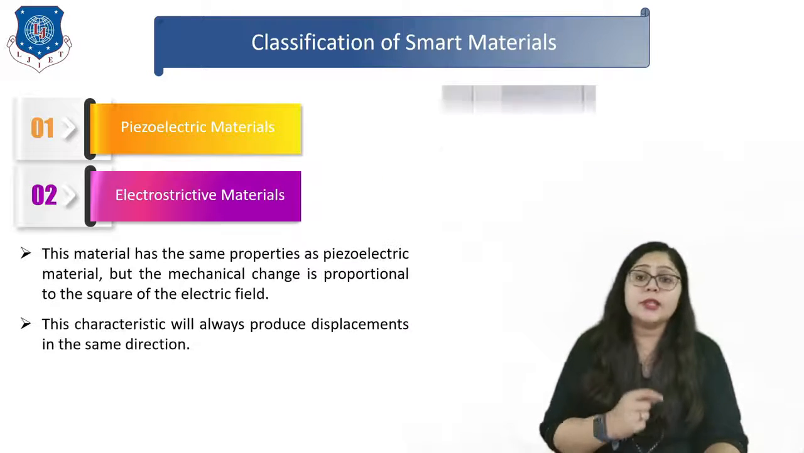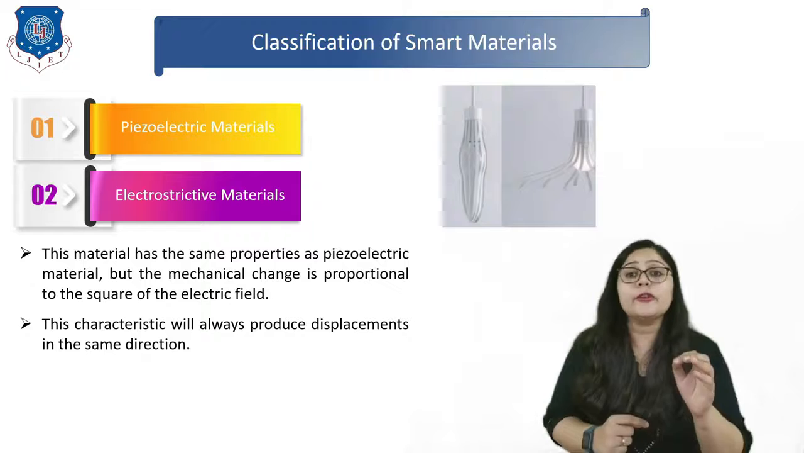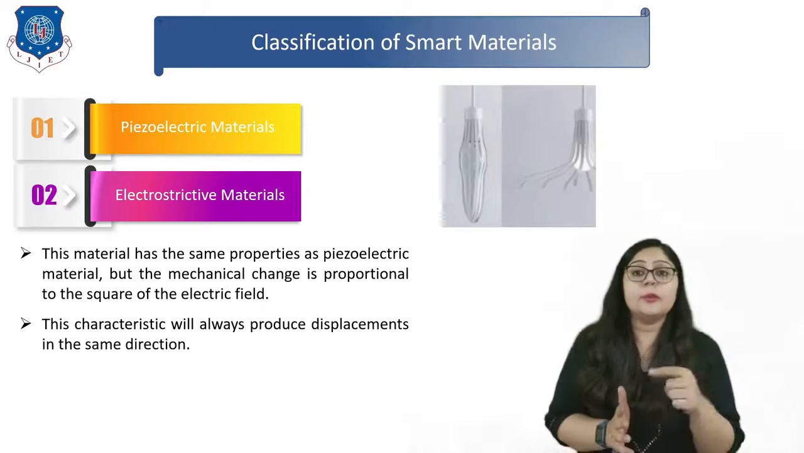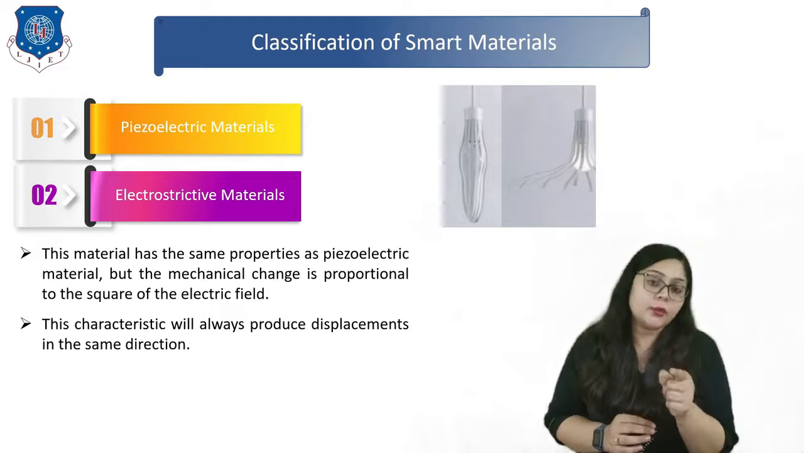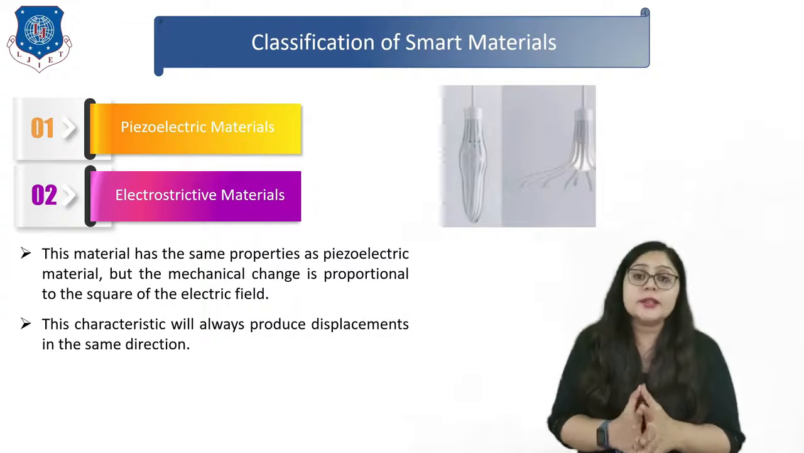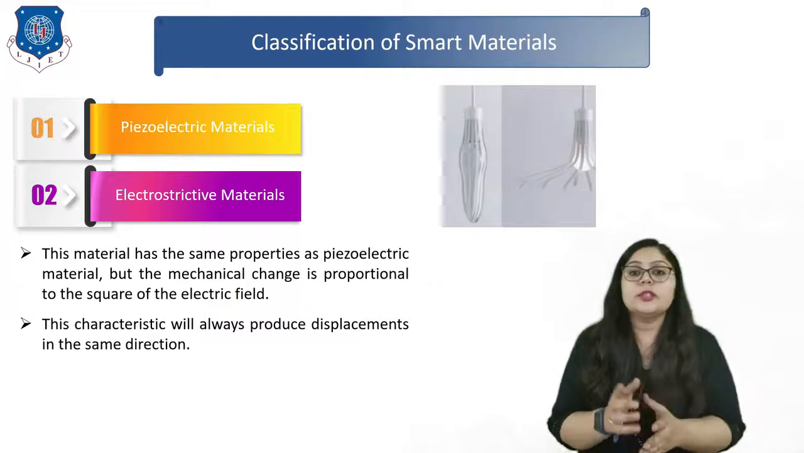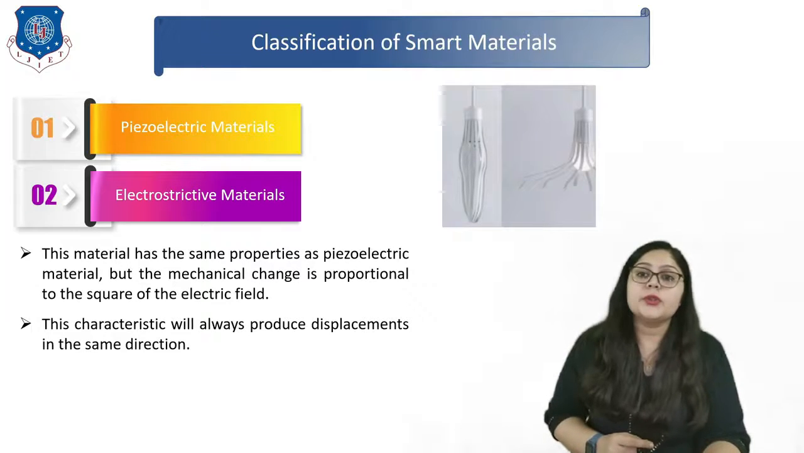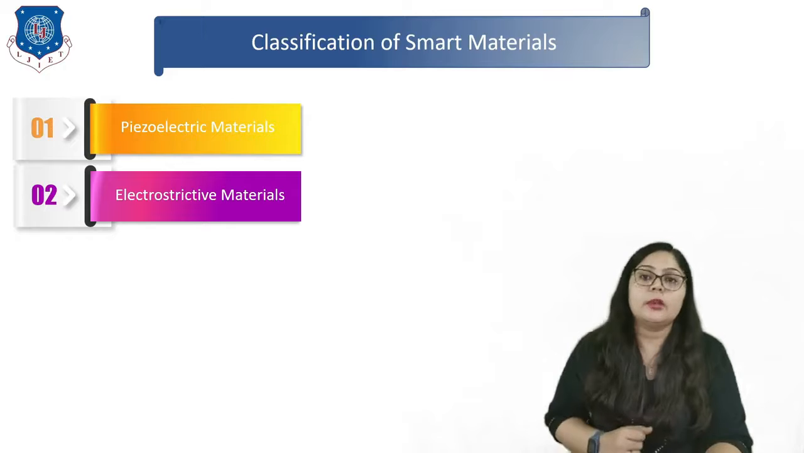Now let us move to the second one, which is electrostatic materials. These materials have the same properties as piezoelectric materials, but the mechanical change is proportional to the square of the electric field. So these characteristics will always produce displacement in the same direction as shown in this figure, right? So that's all for the electrostatic materials.